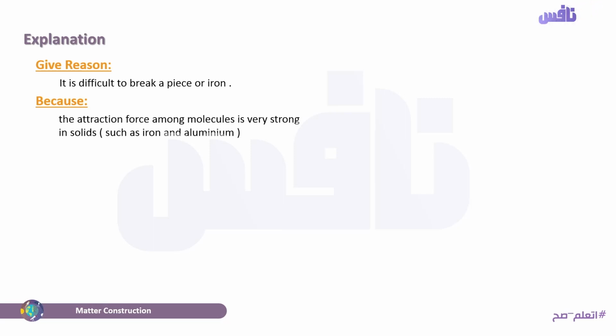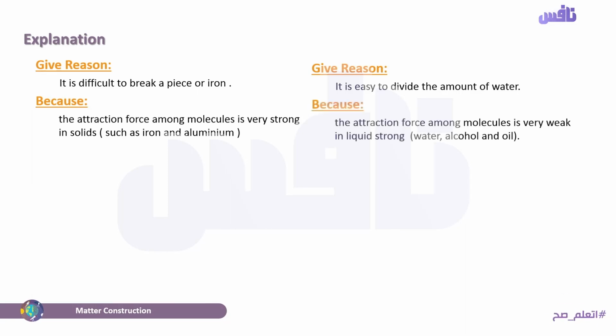Because the attraction force among the molecules is very strong in the solid, such as the iron or aluminium. معنى كده إن في attraction force أو قوة جذب ما بين قوة تماسك ما بين المولكيولز وبعضها، وهي جامدة جدا في حالة السوليد ستيت. زي مين؟ زي الأيرن مثلا أو الألمنيوم. طيب I have another question. It's easy to divide the amount of water. Why? Because the attraction force among the molecules is very weak in the liquid, like the water, alcohol, oil. عشان القوة الجذب ما بين أو قوة التماسك ما بين الجزيئات وبعضها في حالة الليكويد ستيت بتكون ضعيفة شوية.